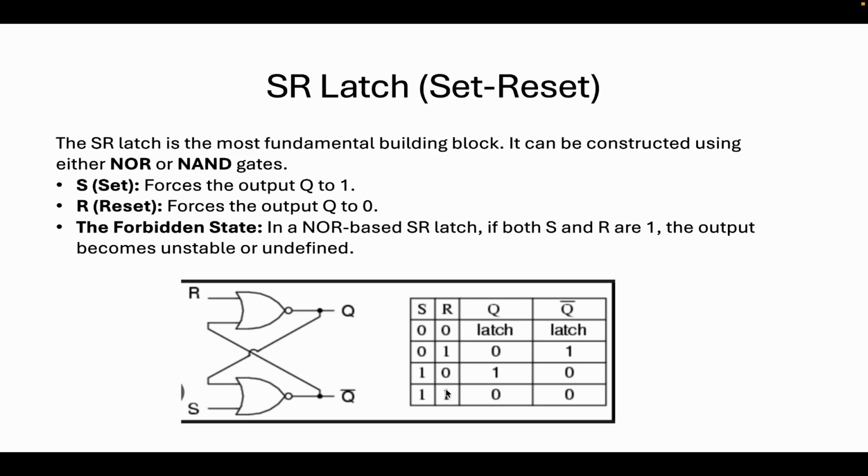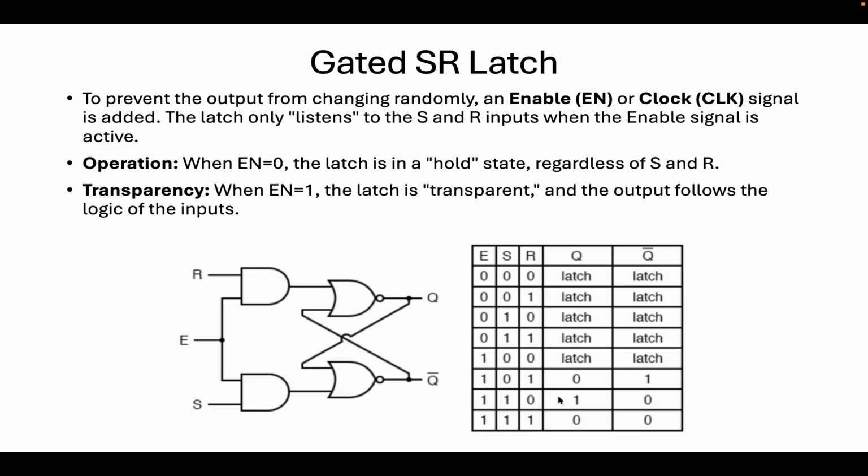In the last case, we hit the 1 and 1 where it's an invalid state, because here you can see that you are not able to put a Q. If Q is 0, Q bar has to be 1, right? That is not happening here. So this will become an indeterminate or invalid state.